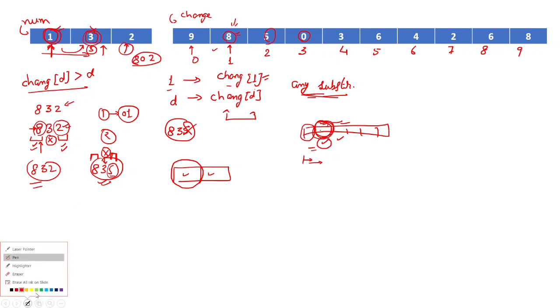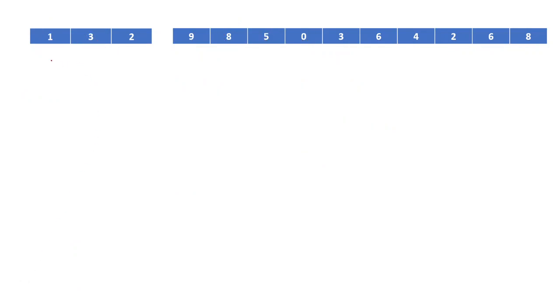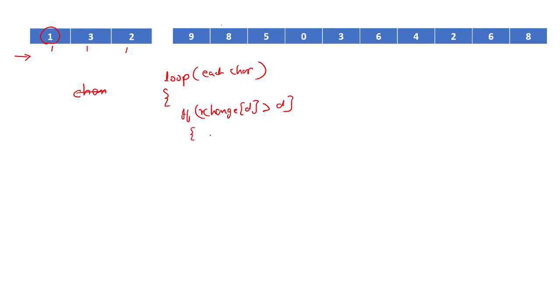So basically, what will be our approach? This is what I have made you understand. Let's see the approach. We will start from the left position and iterate over each of the characters present in the num string. We will loop over each character, and whenever we find that the change of the digit is greater than the digit, then we will change that particular digit.